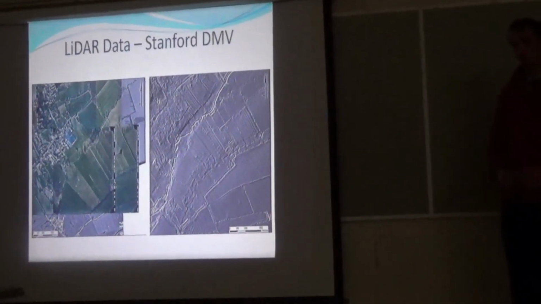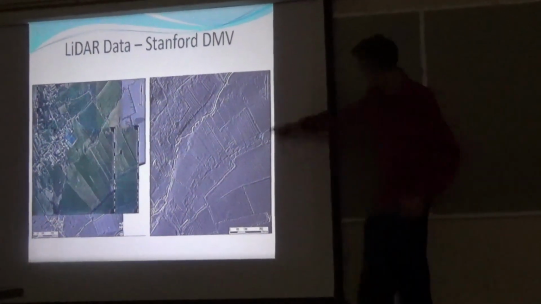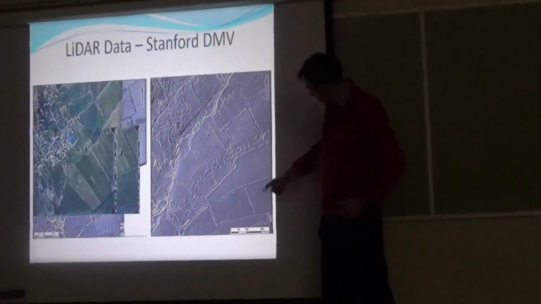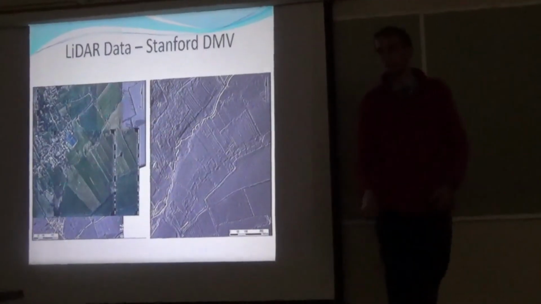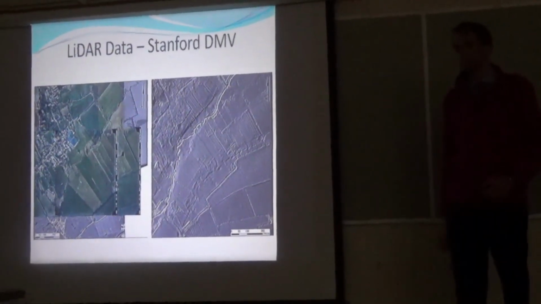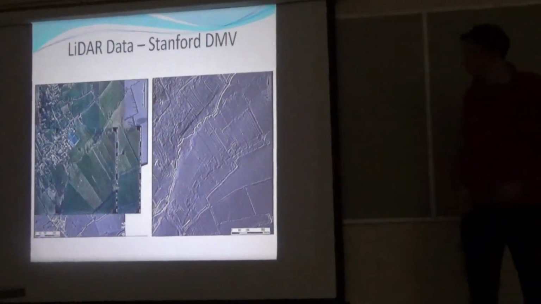The parallel lines, these multiple lines, like barcodes, this is ridge and furrow ploughing. The old medieval ploughing. So it's picking that up as well.